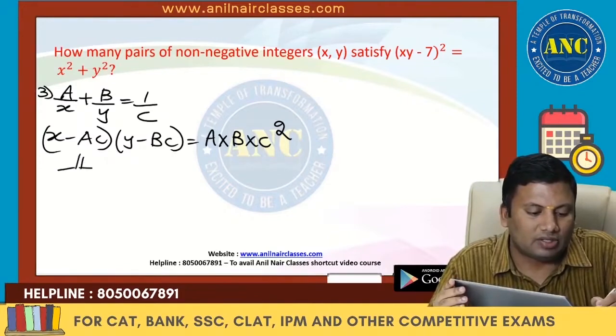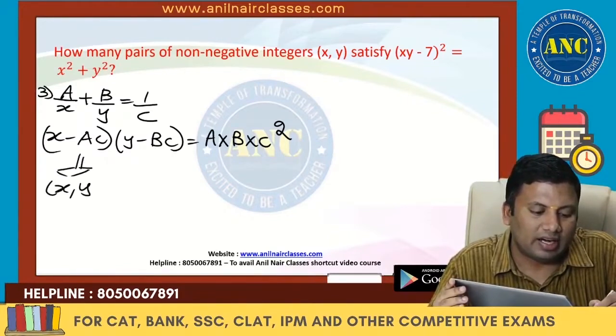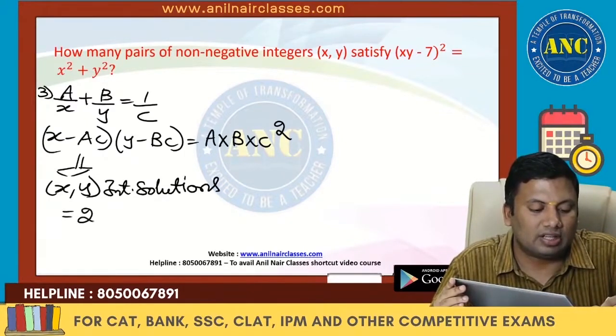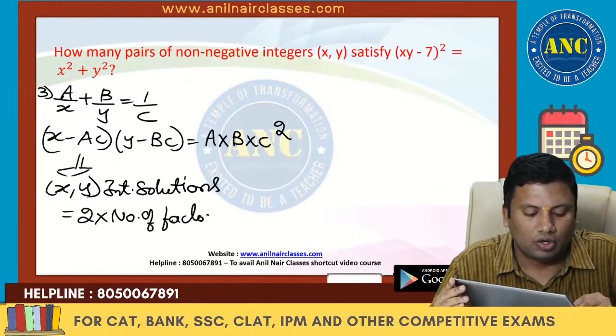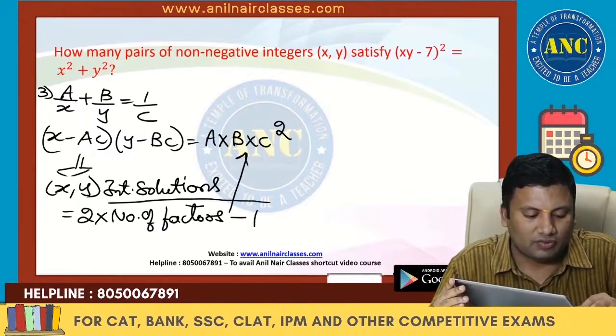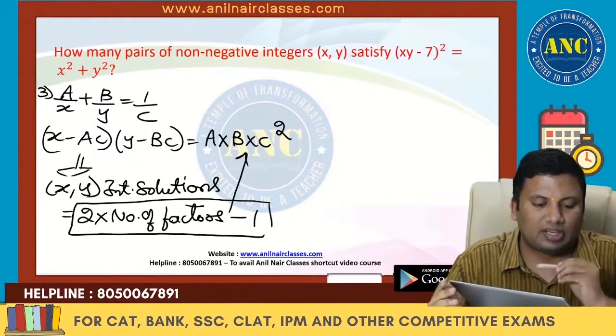How many integral solutions for xy? Directly you can tell how many integral solutions will be there for this equation. Answer is nothing but 2 into number of factors minus 1. 2 into number of factors for this number minus 1.